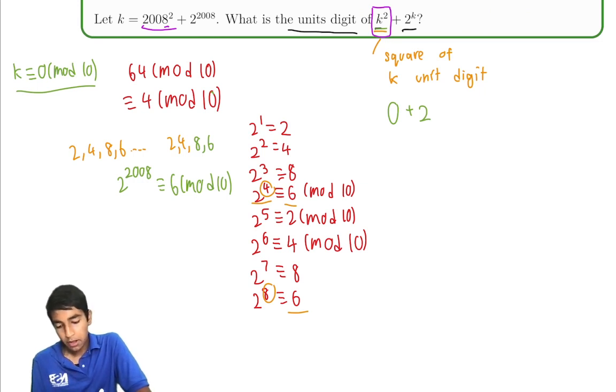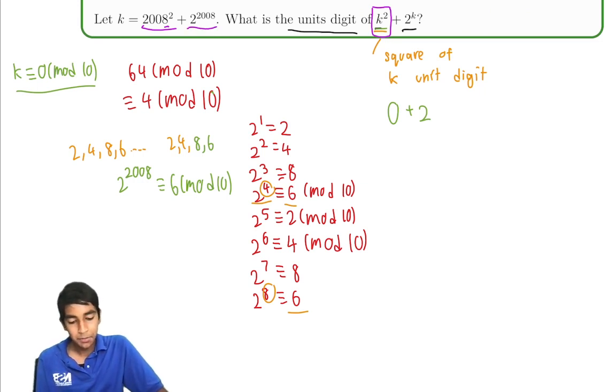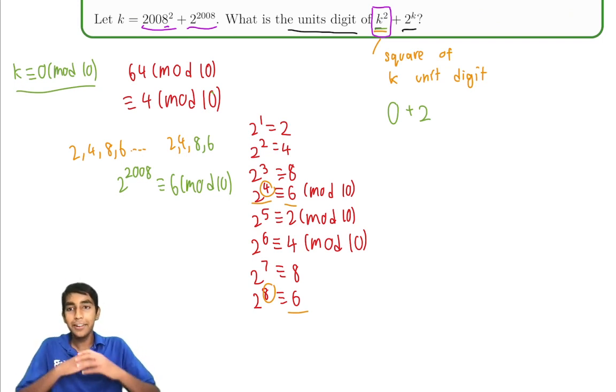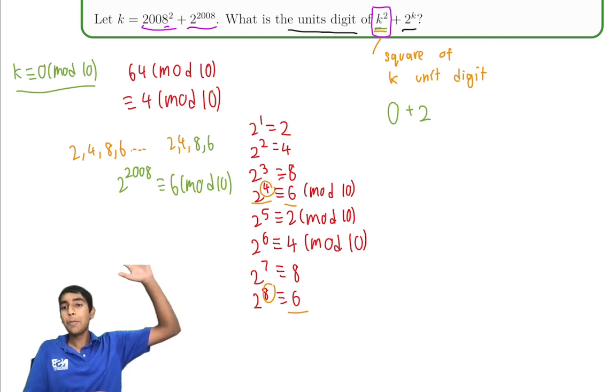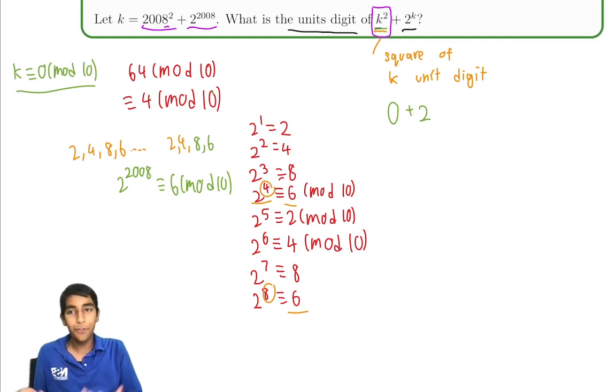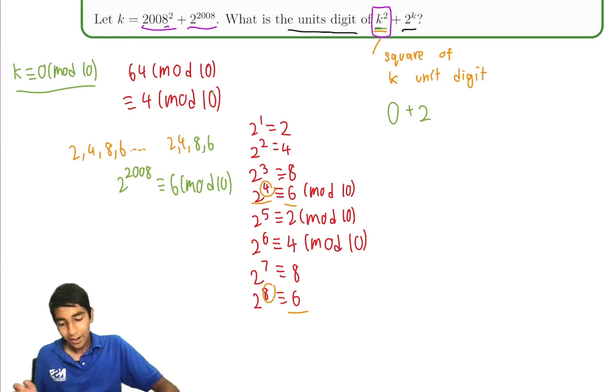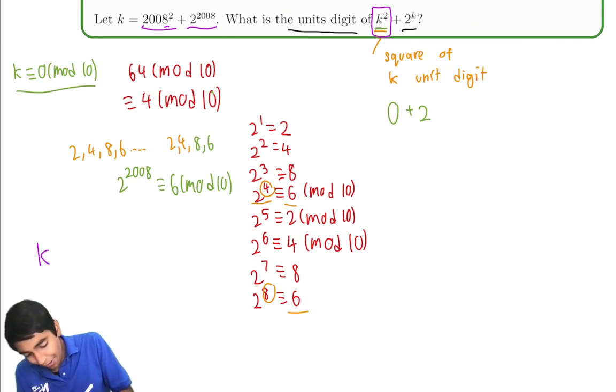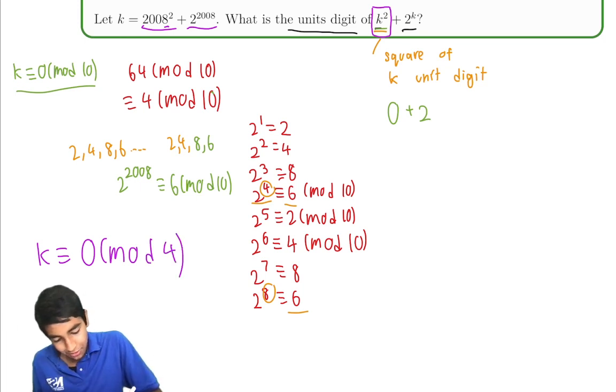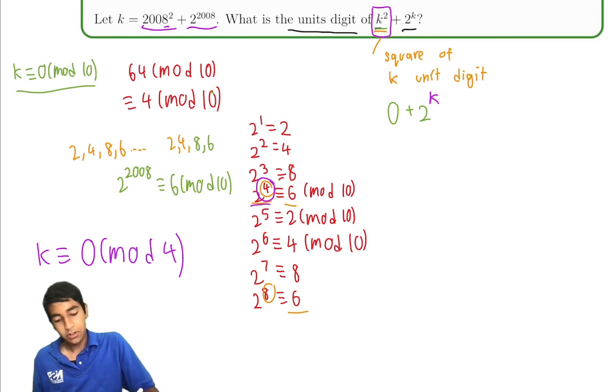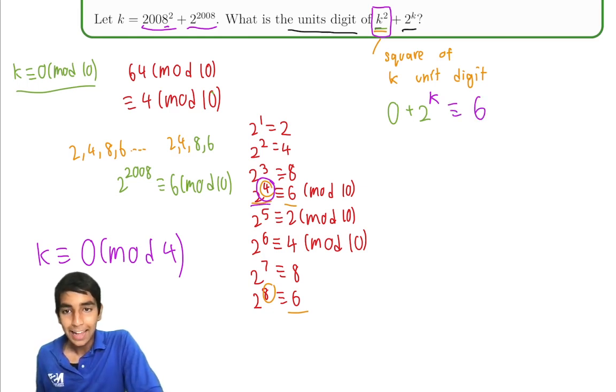So, what about 2 to the power of 2008? Is that a multiple of 4 as well? Of course it is! 2 to the 2008 has way more factors of 2 than 2 squared, 4. So, therefore, k is 0 mod 4. Isn't that cool? It's 0 mod 4. So that means 2 to the k will lie on this part of the cycle, the fourth term again. So 2 to the k is 6 mod 10. So the sum is, yes, 6 mod 10. And we are done.